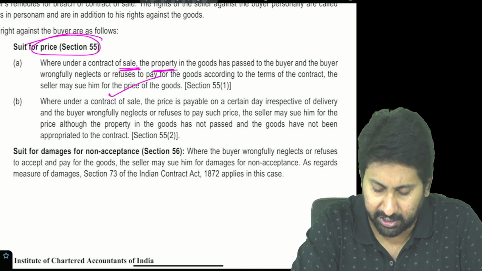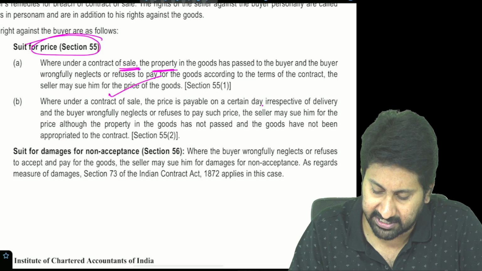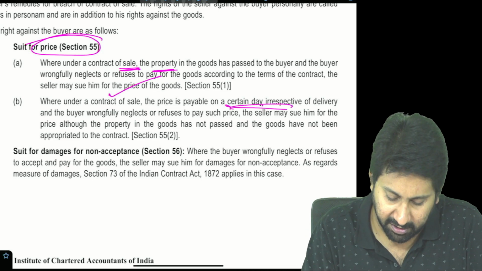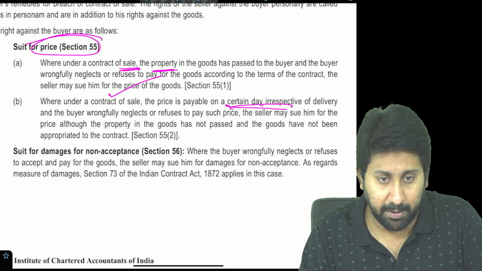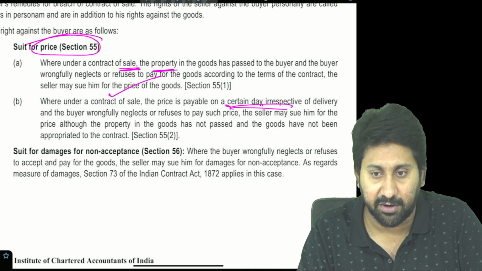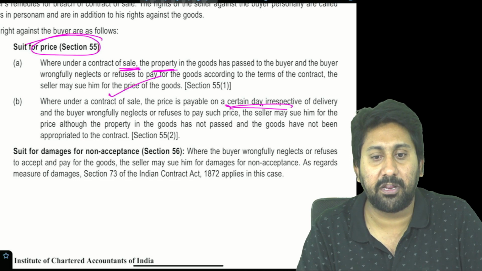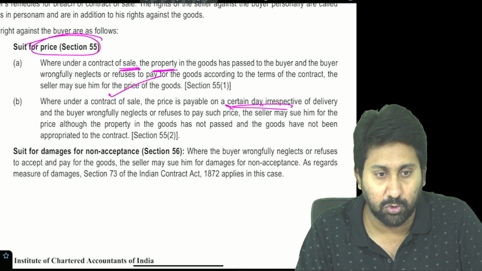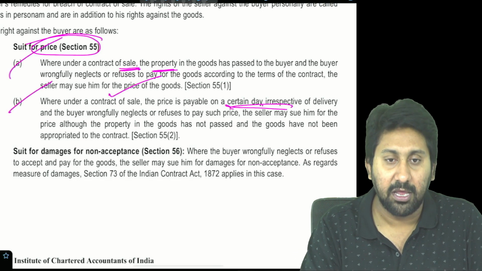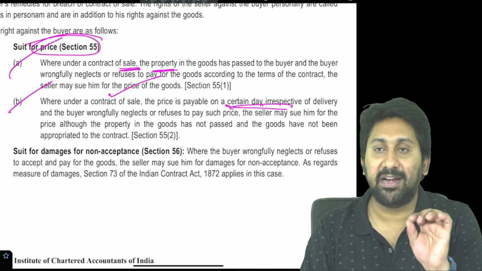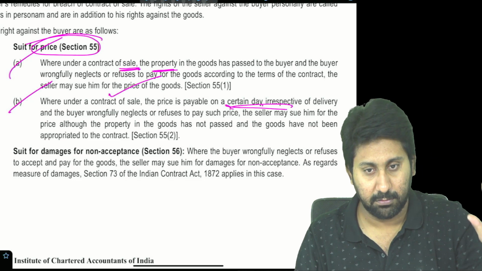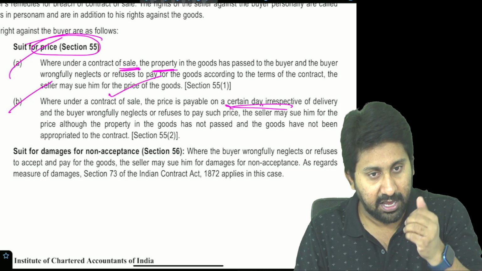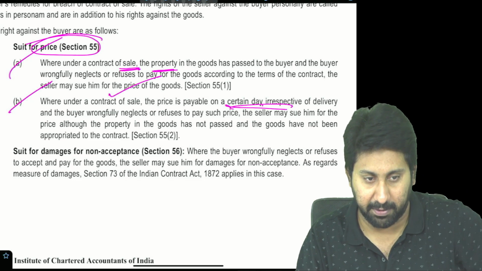Where under the contract of sale the price is payable on a certain day, irrespective of delivery, whether delivery is made or not, you should pay on that date. If the buyer wrongfully neglects or refuses, the seller may sue him for the price, although property in the goods has not passed and the goods have not been appropriated to the contract. If payment should be made in 10 days and delivery will be received in 15 days, and you don't make the payment, I will exercise the suit for price. You have to pay me.